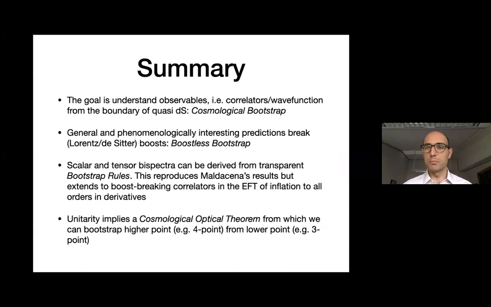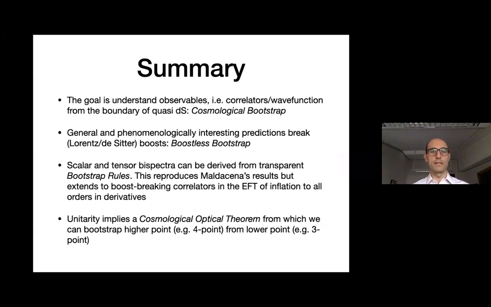Okay, finally, let me get to the summary. The goal here was to understand observables as what we measure, which is the future limit of correlators or of wave function coefficients. And I want to do that for cosmology. So I want to do it around de Sitter, but without assuming the de Sitter boost. So it's phenomenologically more useful. So I call that a boostless bootstrap.